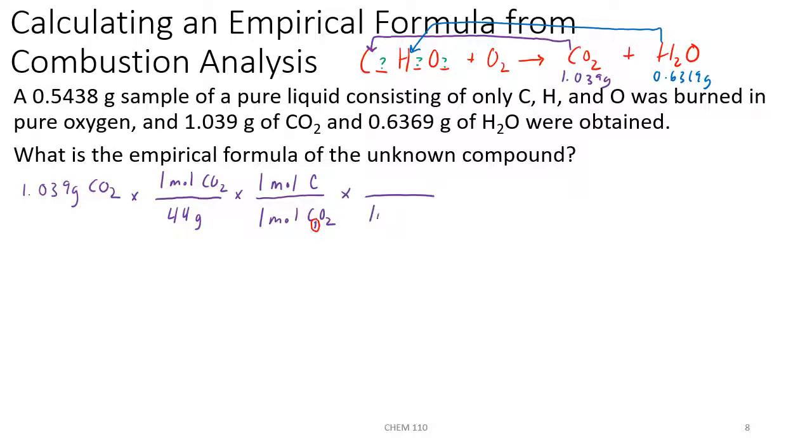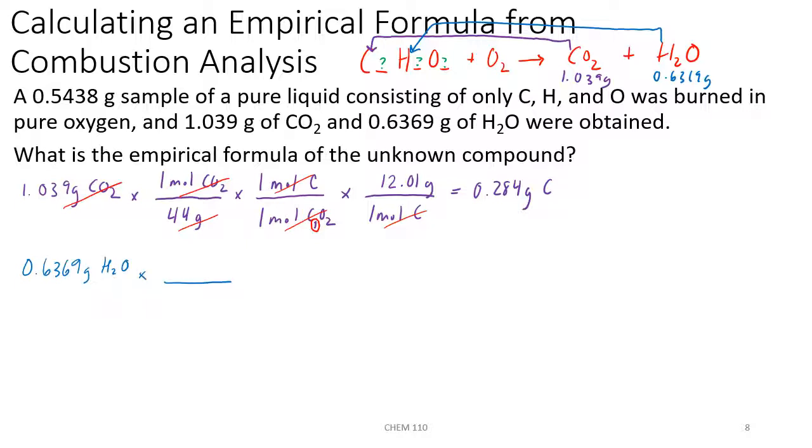Next, we can convert our moles of carbon into grams of carbon, and 1 mole of carbon is 12.01 grams. Our grams of CO2 cancel, our moles of CO2 cancel, our moles of carbon cancel, and our mass of carbon that ended up in the carbon dioxide is 0.284 grams of carbon. Next, let's start with our water and do the same thing. We want to figure out how much hydrogen ended up in our water. We have 0.6369 grams of H2O.